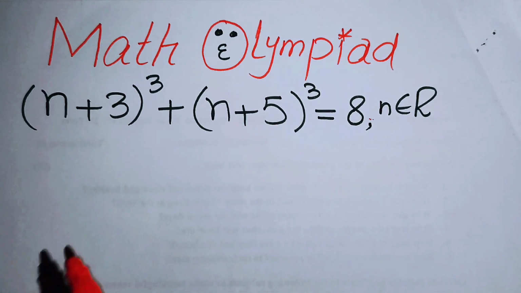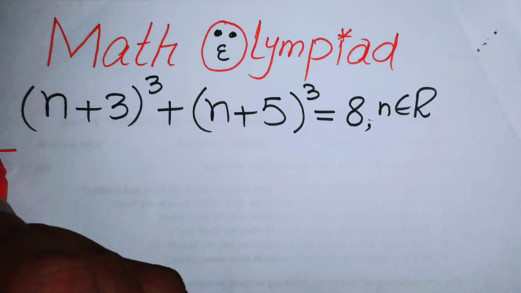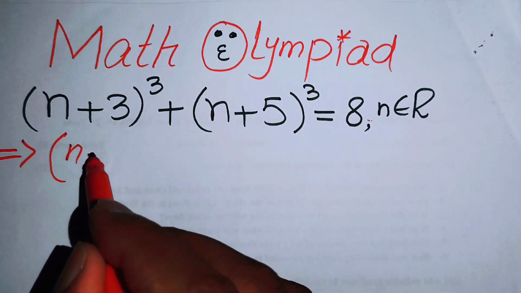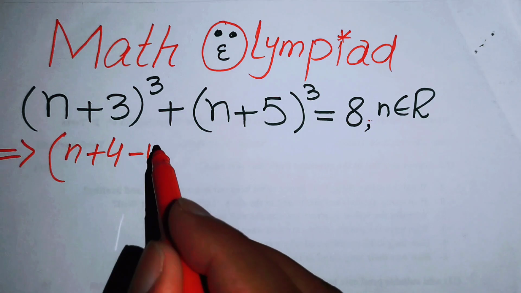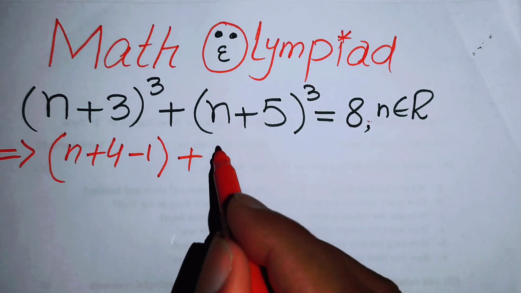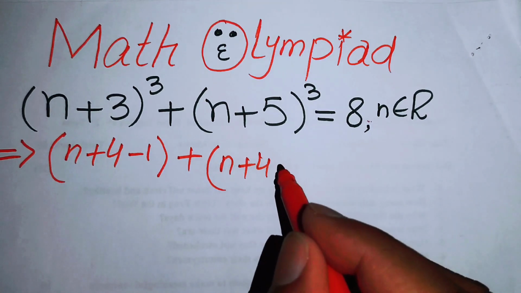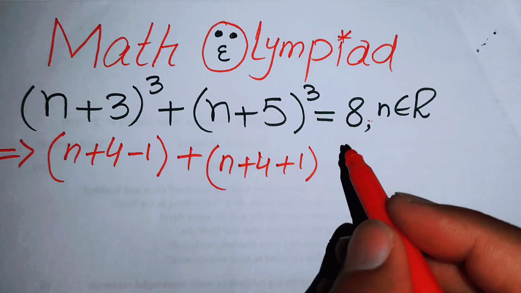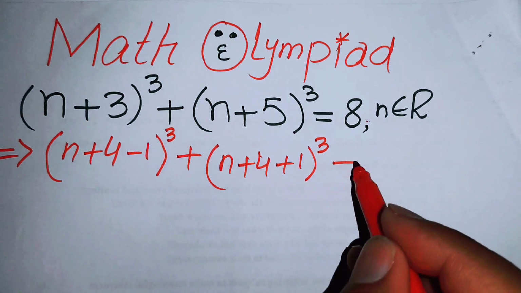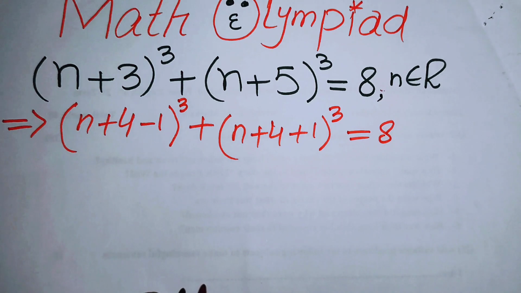So the very first thing we are going to do is rewrite this equation. Here we have n + 3, and I can write it as n + 4 − 1, because 4 − 1 will be equal to 3. Similarly, here you have n + 5 and we can write it as n + 4 + 1, and its whole cubed. Similarly, this is whole cubed, equal to 8.